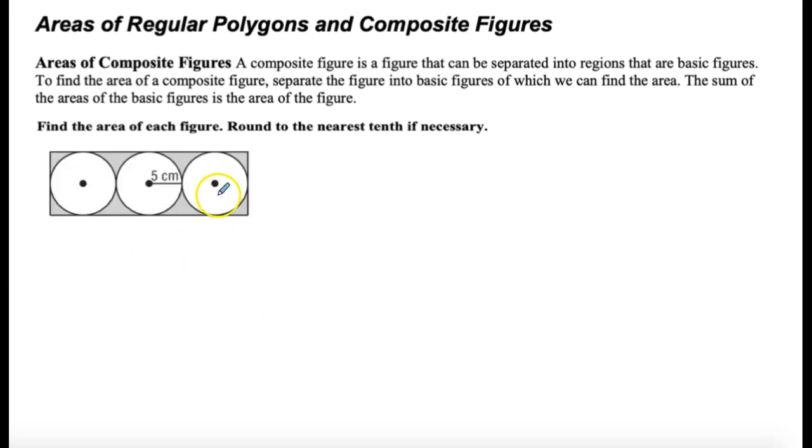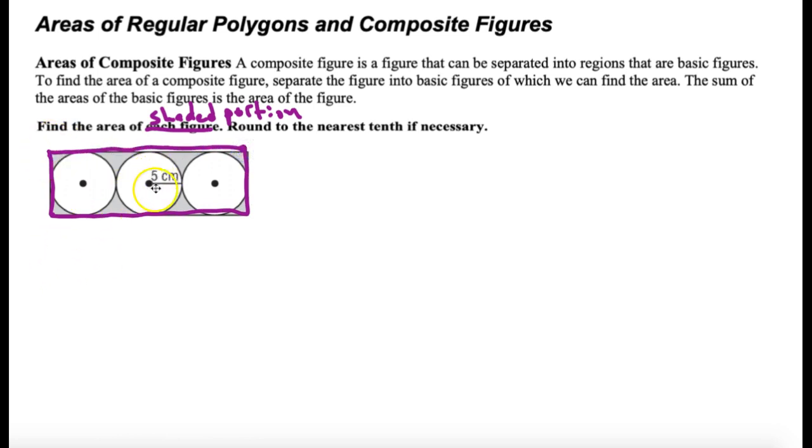How about something like this? The directions aren't very clear here. It should say find the area of the shaded portion. Okay, so to do that, let's first find the area of this entire rectangle, and then subtract the areas of those three circles.